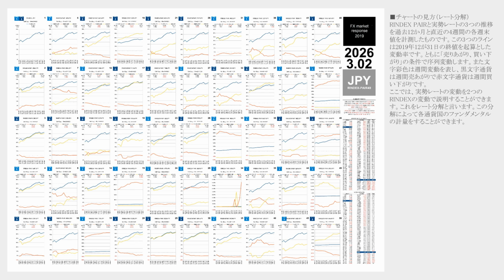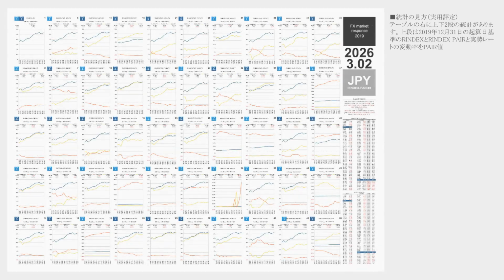The colored text indicates weekly fluctuations, with black text indicating weekly selling and red text indicating weekly buying down. Here, fluctuations in the market rate can be explained by fluctuations in the 2 RINDEX values. This is called rate decomposition. This decomposition allows us to measure the fundamentals of each currency country.